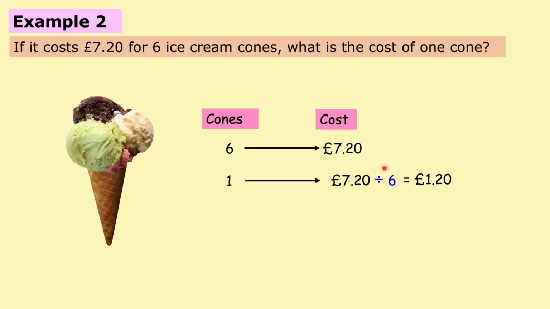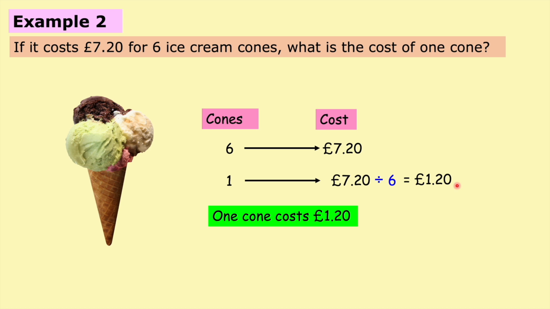If you pop that into your calculator, you will have got an answer of 1.2. But we're dealing with money. That's why we need to remember to add our pound symbol and we need to add a 0 in there. So it's £1.20, not £1.2. Then we're going to finish off with a little sentence: one cone costs £1.20.